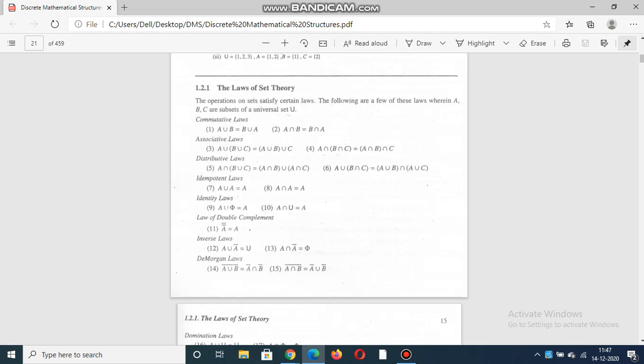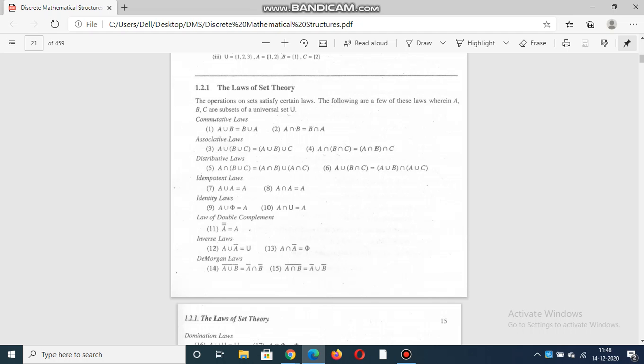Come here, distributive laws. If you consider the distributive laws, A intersection (B union C) is equal to (A intersection B) union (A intersection C). It means that whatever output comes from the LHS is definitely equal to the RHS. For that purpose, we have to take one example. A is equal to {1, 2, 3}. B is equal to {3, 4}. C is equal to {5, 6}.